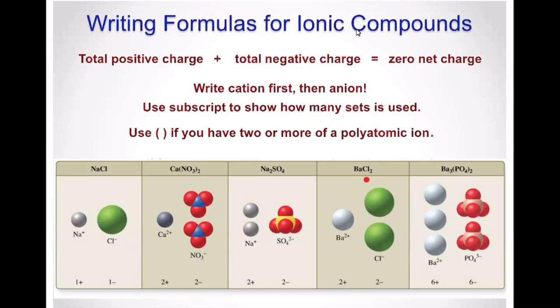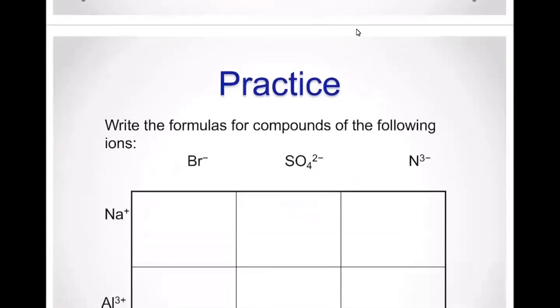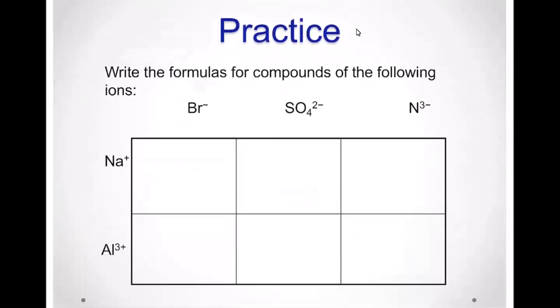Here's barium chloride. Notice that we don't need parentheses if it's just a single element, but with barium phosphate, you are going to need parentheses around the phosphate to show that you need 2 of these. So it's very clear. Right, let's do some practice.